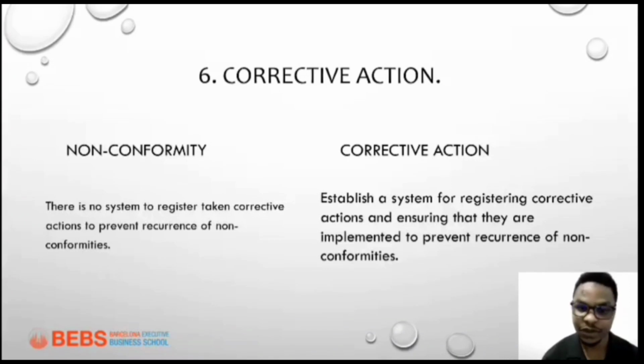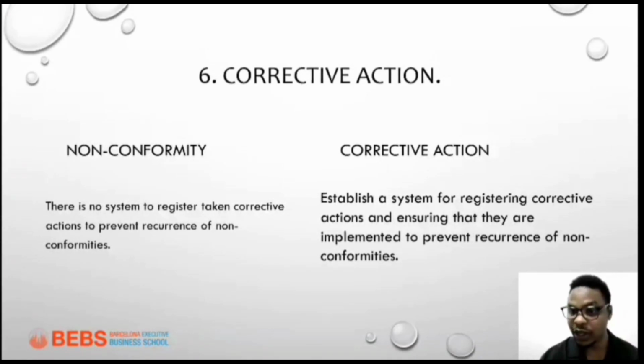Now moving on to the next one. There is no system to register corrective actions taken to prevent recurrence of nonconformity. As a corrective action, the organization should establish a system for registering corrective actions and ensuring that they are implemented to prevent recurrence of nonconformities.